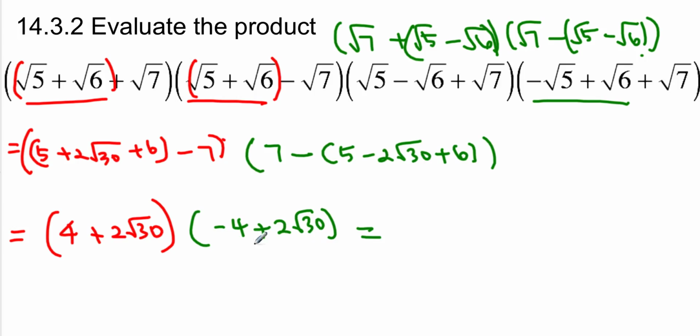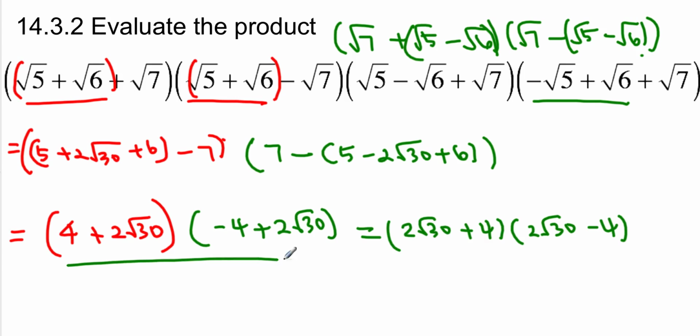Then, did you realize that this one is conjugated one more time between the red and green? If you want to see it a little bit differently, we can rewrite it as 2 radical 30 plus 4, and then 2 radical 30 minus 4. I can rewrite these two expressions in this manner. Then you might be able to see that pair a bit better.